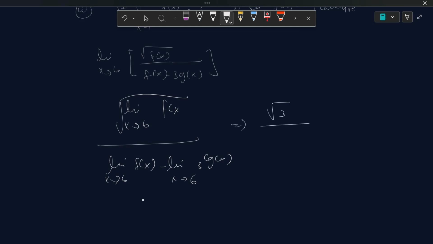So now this one is given as 3, and this one's given as 3 as well, and then you have 3 times -4. So this is basically going to end up giving you 3 over 15.